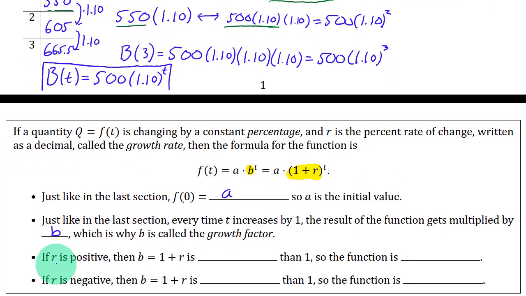Now, if r is positive, then let's think, b equals 1 plus r. If you do 1 plus a positive number, how does that compare to 1? Is it greater than 1 or less than 1? Well, 1 plus a positive number is greater than 1. And when b is greater than 1, let's look at what that tells you about the function.